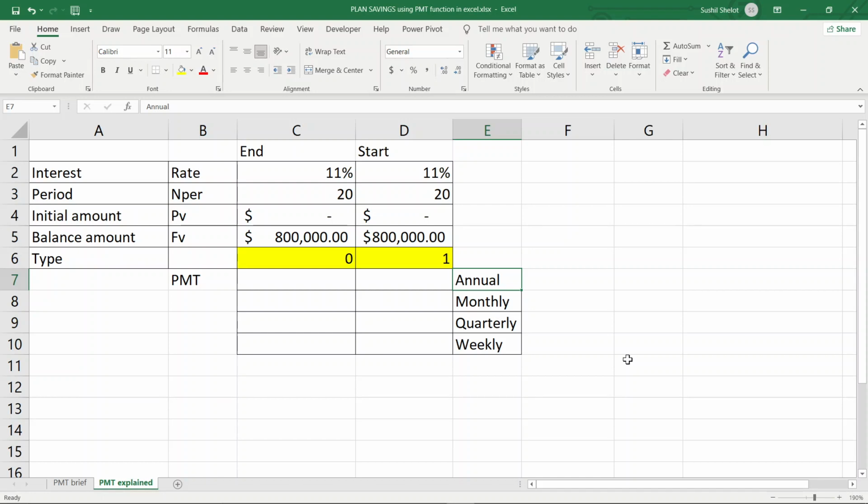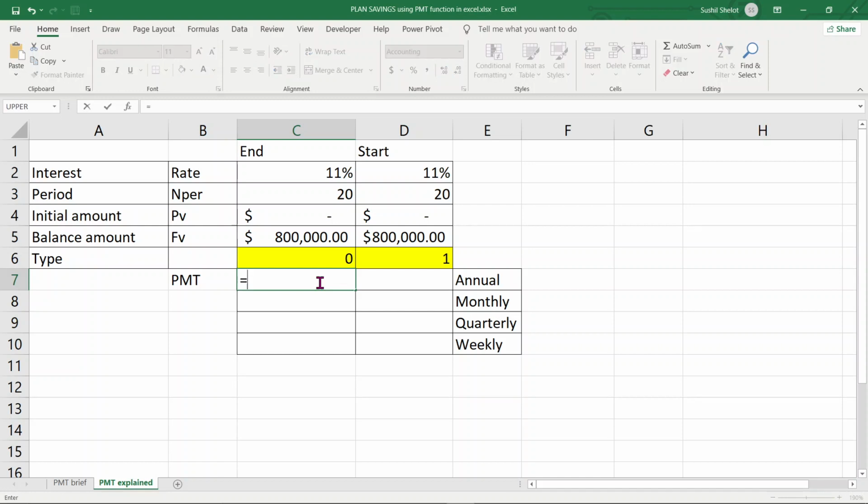So type can be 0, that is the installment or the amount can be saved at the end of that period, and when it is 1, certainly it has to be at the beginning of the period. So let us start with the PMT function and with the example of annual saving.